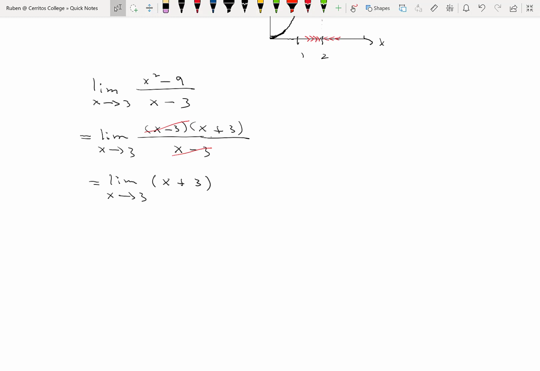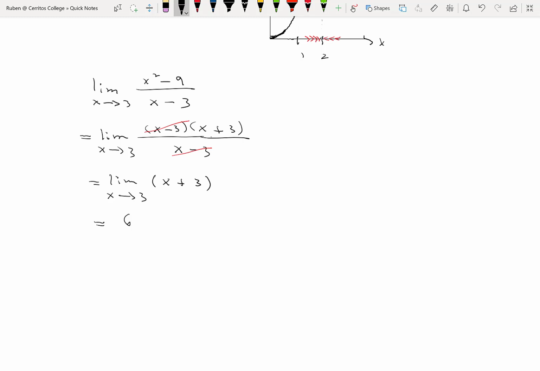Now, let's evaluate the limit. As x approaches 3, x plus 3 gets very, very close to 3 plus 3, or 6. Did I substitute x equals 3 into this expression? I certainly did not. Notice my mental step from the second to the last statement.